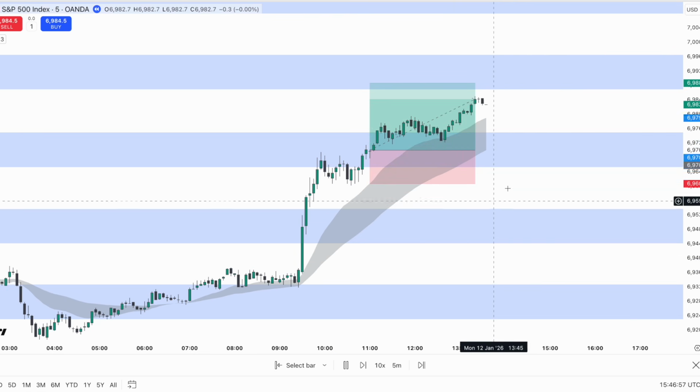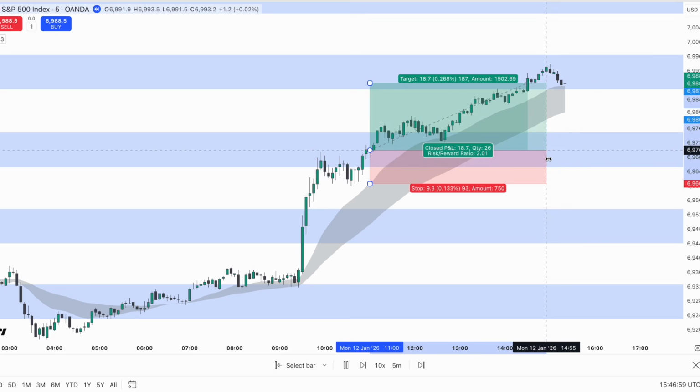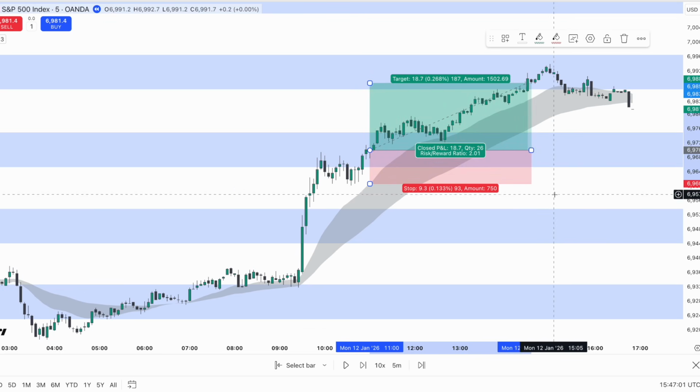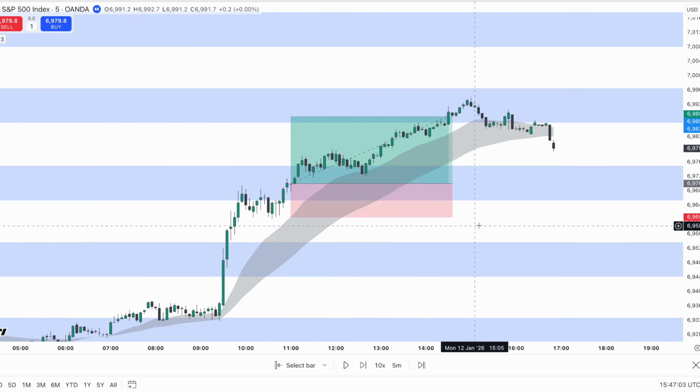So the price ended up moving higher and completing a level-to-level move. That's our one win for the day. Now we lock it in and we can move on to Tuesday.